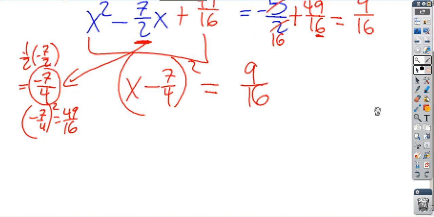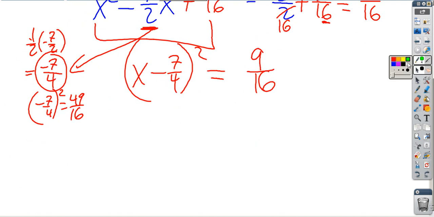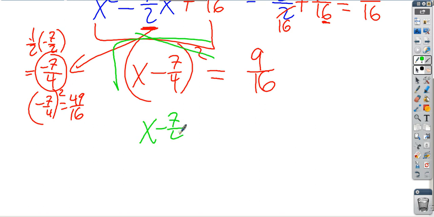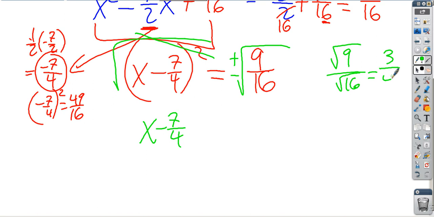And now we're at the same stage as we were before, so we need to get rid of the squared by square rooting, so those cancel. And whatever I do to one side, I have to do to the other. In front of the square root is a plus or minus. And you can write the square root of 9 over 16 as square root of 9 over square root of 16. Square root of 9 is 3. Square root of 16 is 4. So that's the same thing as plus or minus 3 over 4.